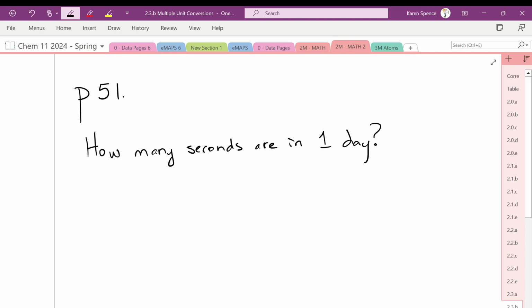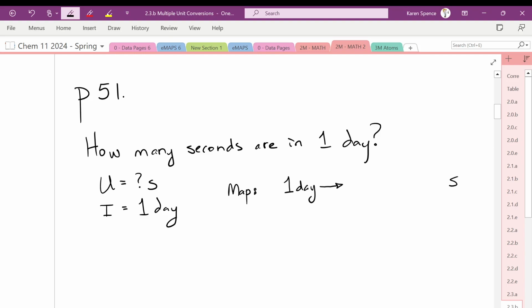So what we're going to have to think about is the fact that my unknown is how many seconds, and my initial quantity is 1 day. And what you can do is you can make a map of the problem. If I'm starting with 1 day and I wish to finish with seconds, what could I convert days into that would get me closer to seconds? I could convert it into hours.